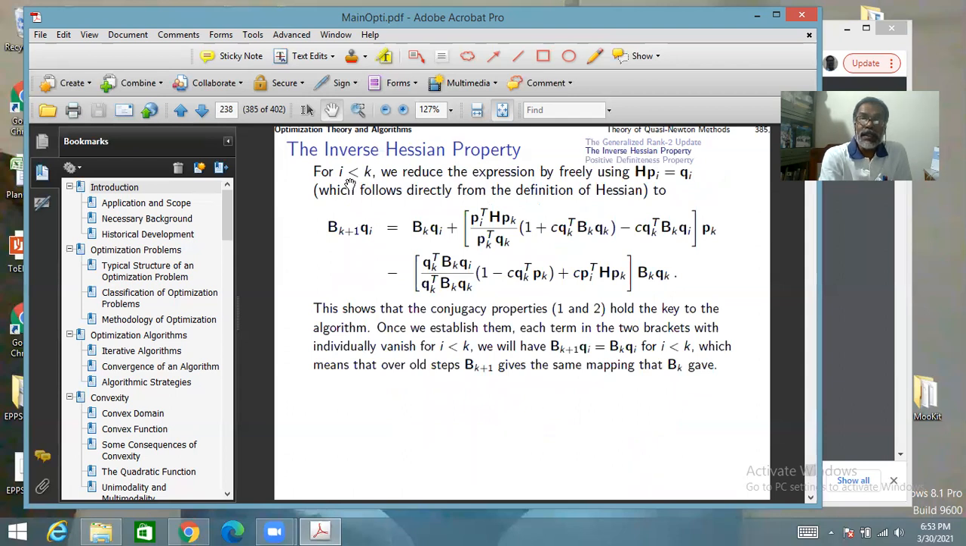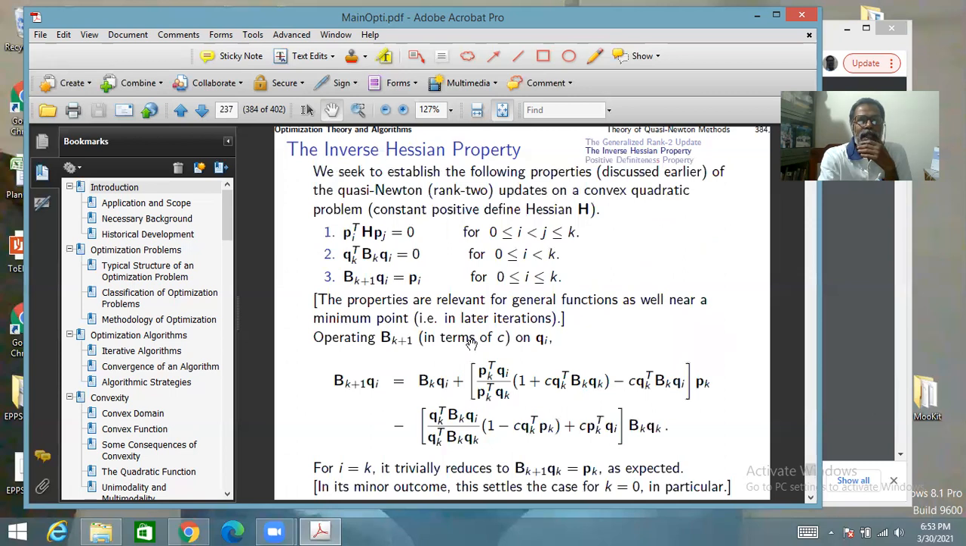So for i less than k, the third property, the inverse Hessian construction property, we attack first. Since we are talking about a convex quadratic function with constant Hessian, whatever it is, we don't know it, but some constant Hessian, H p_i equal to q_i we can use anywhere. So by using this property in this product, this q_i is replaced with H p_i.